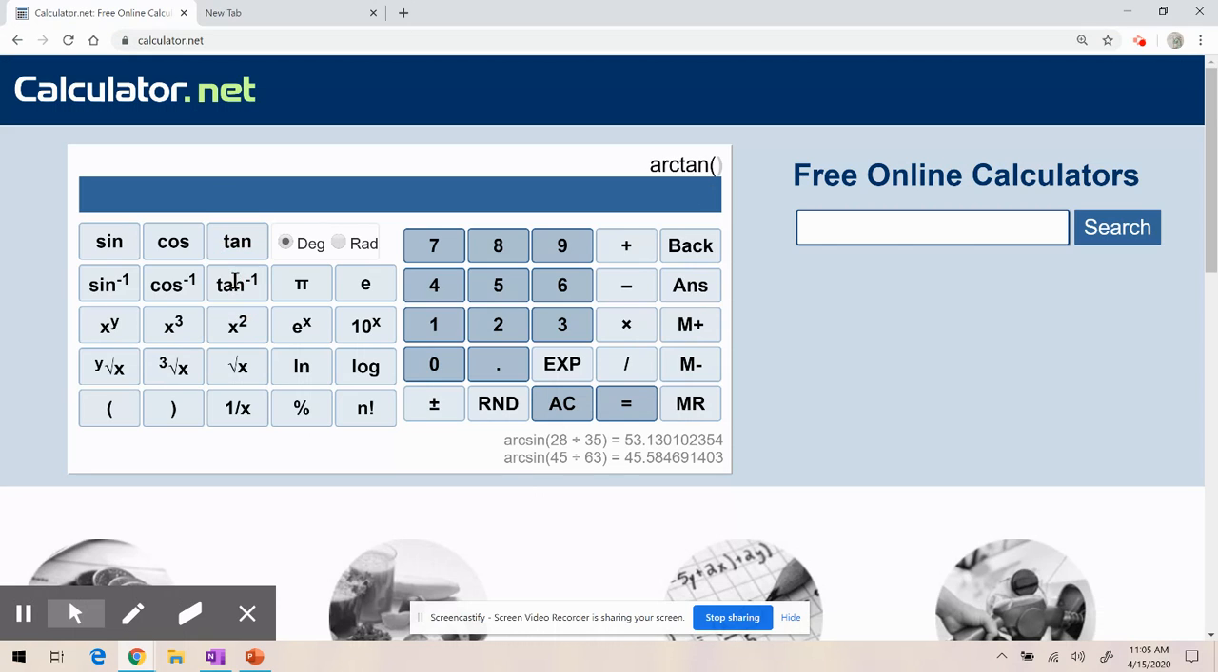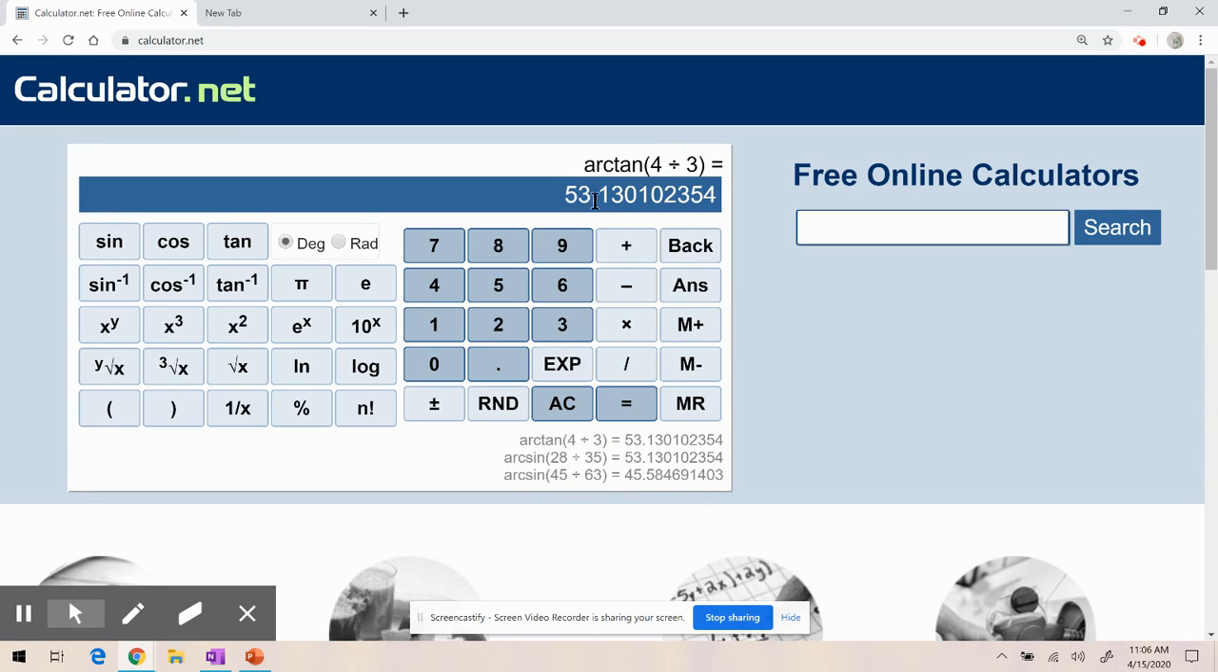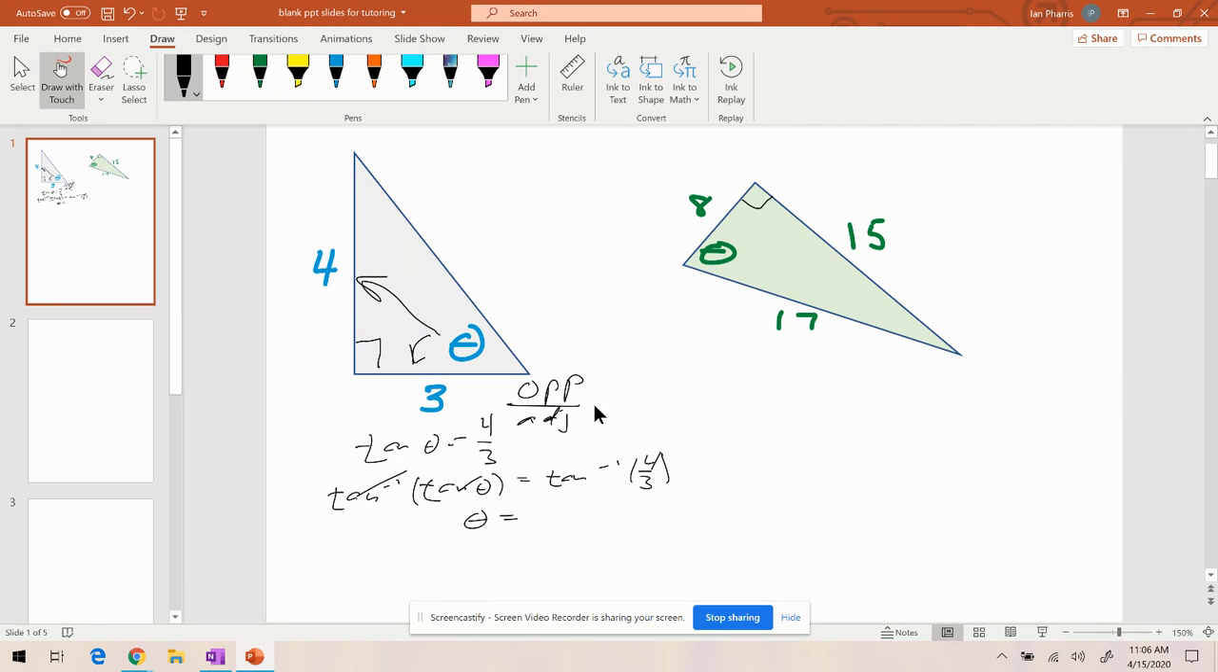So the inverse tangent of 4 divided by 3, don't have to close the parentheses in this calculator, just equal, it gives me 53 degrees. That's exactly right. So theta in this case would be 53 degrees.